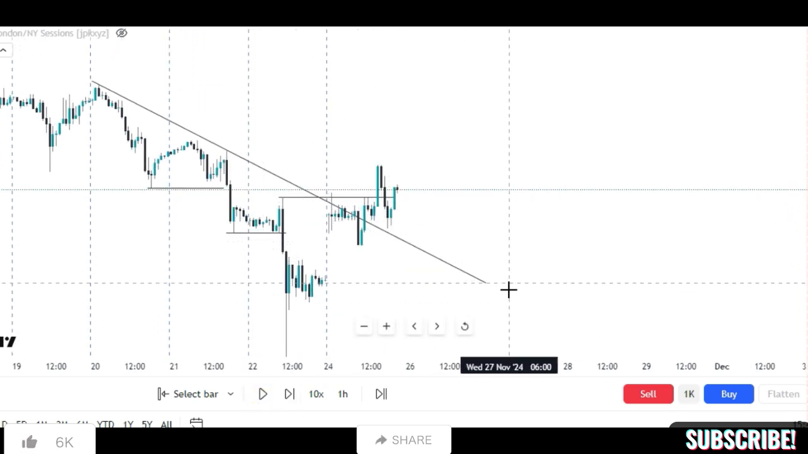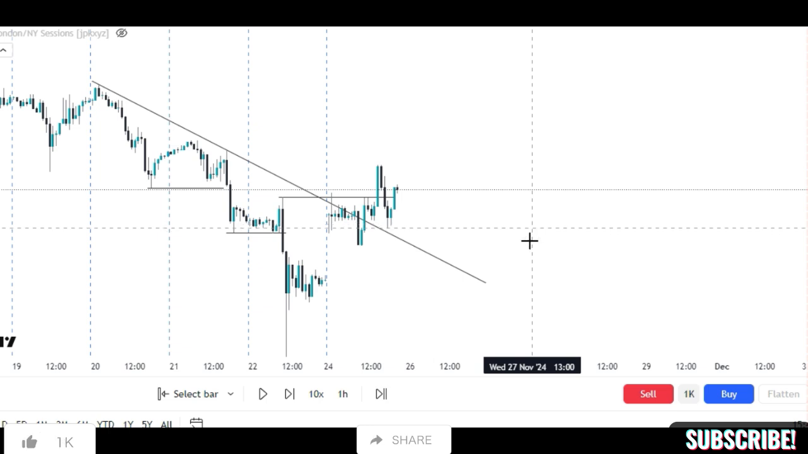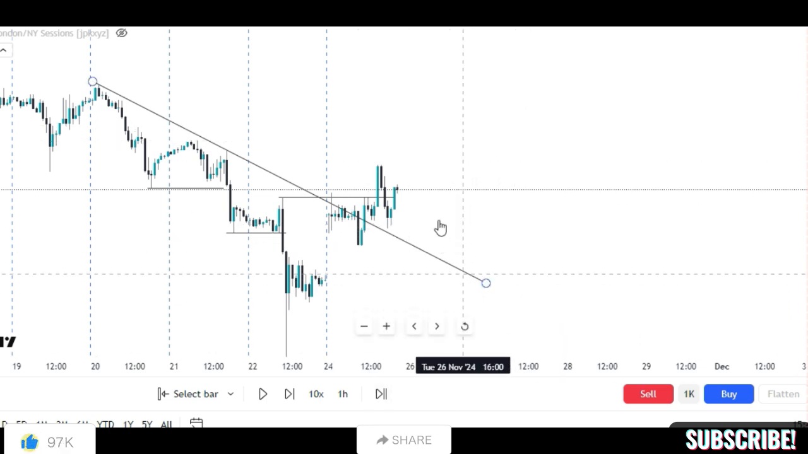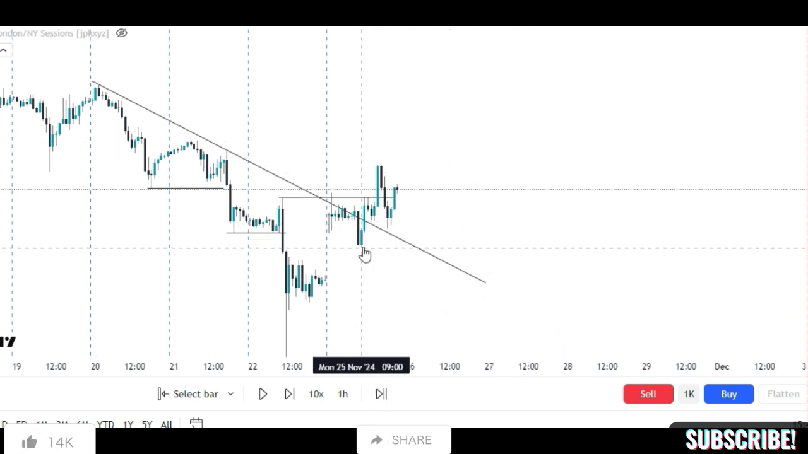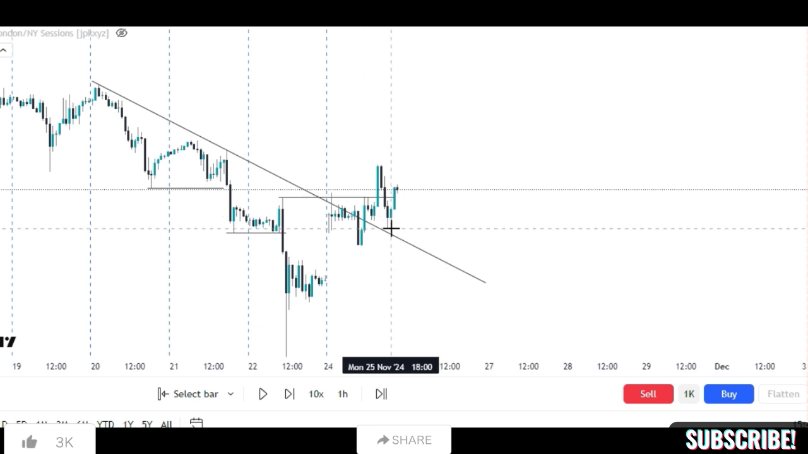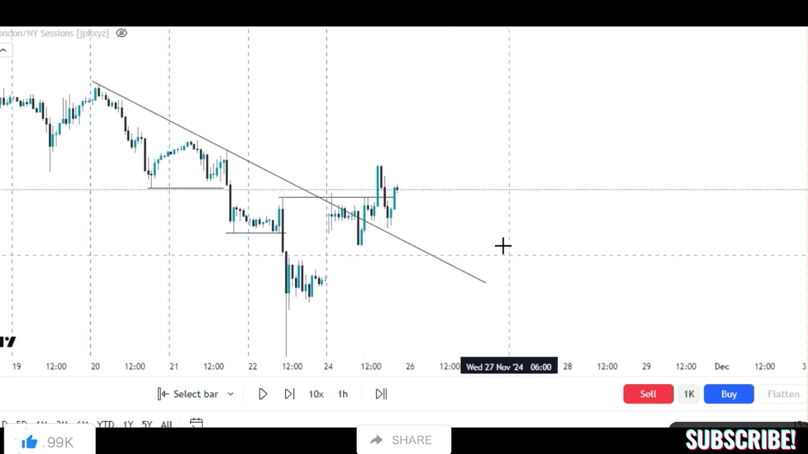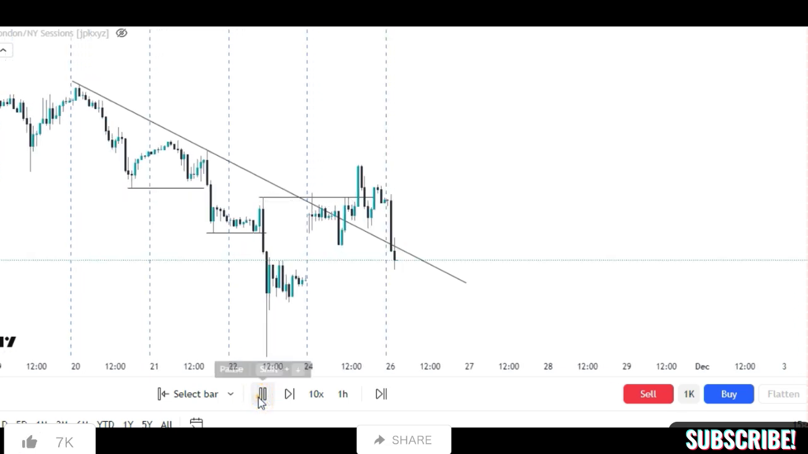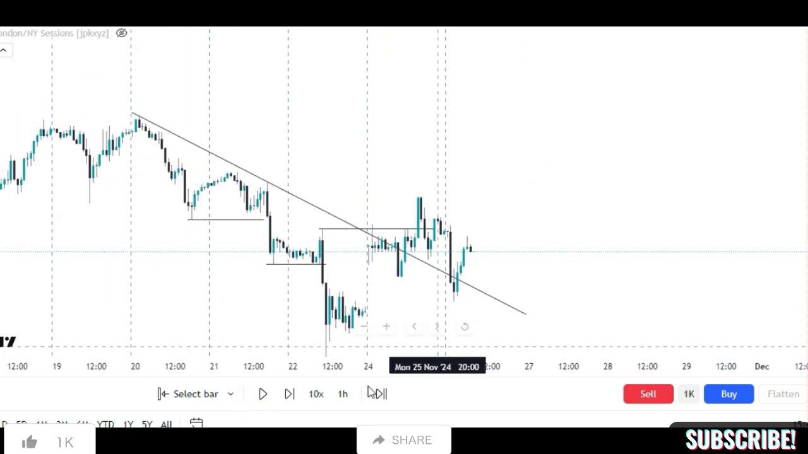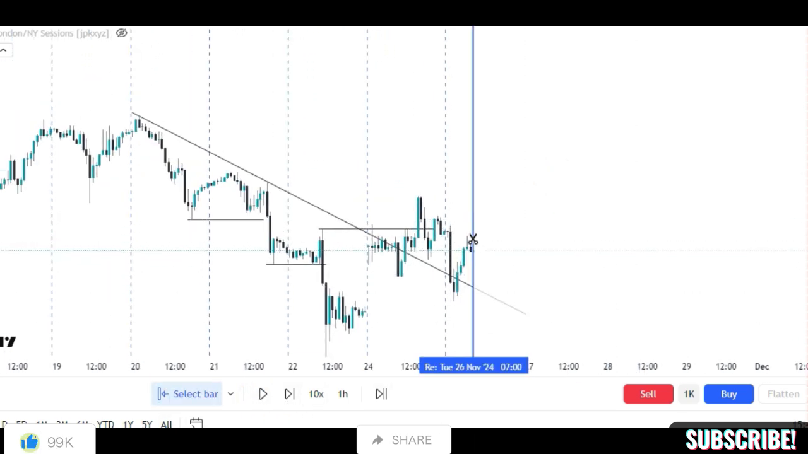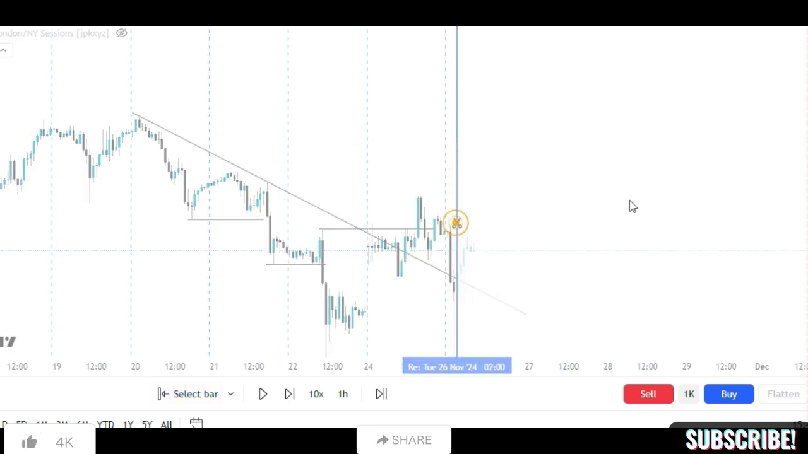After a break of structure, you need a sweep of liquidity. You need the price to take out the low of the current trend, and also you need a break of structure of the current trend. As simple as that. Now let me just go back a little bit so that you get this.